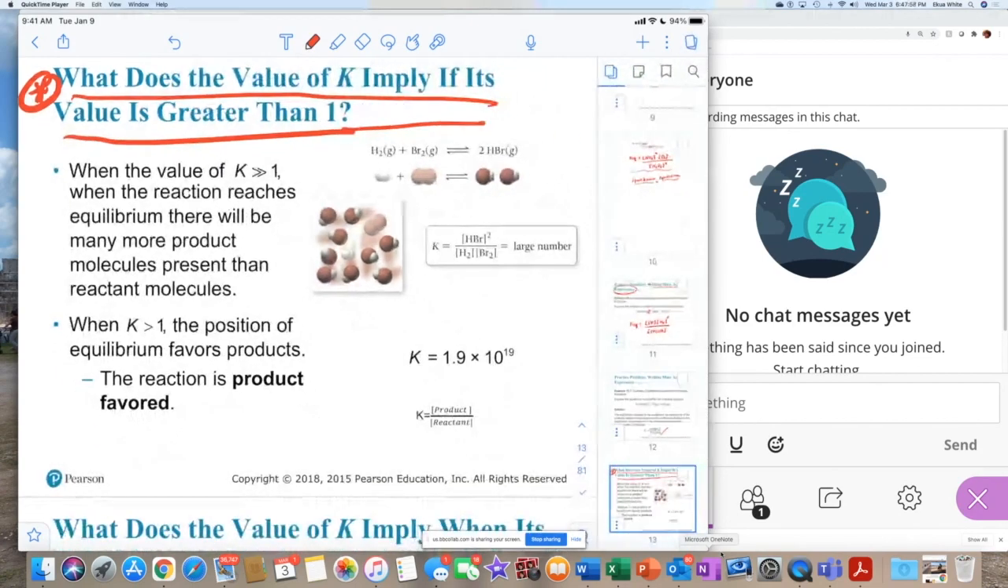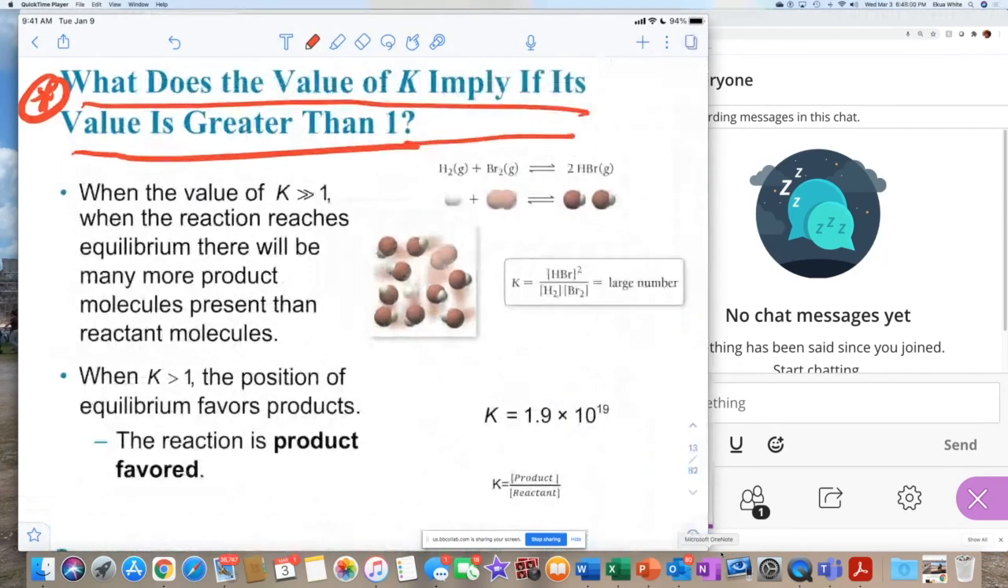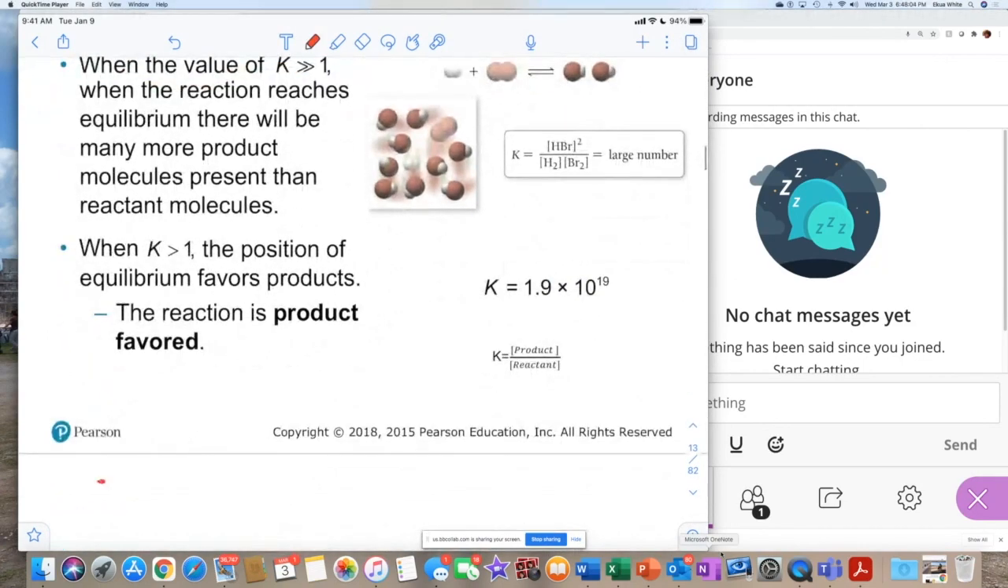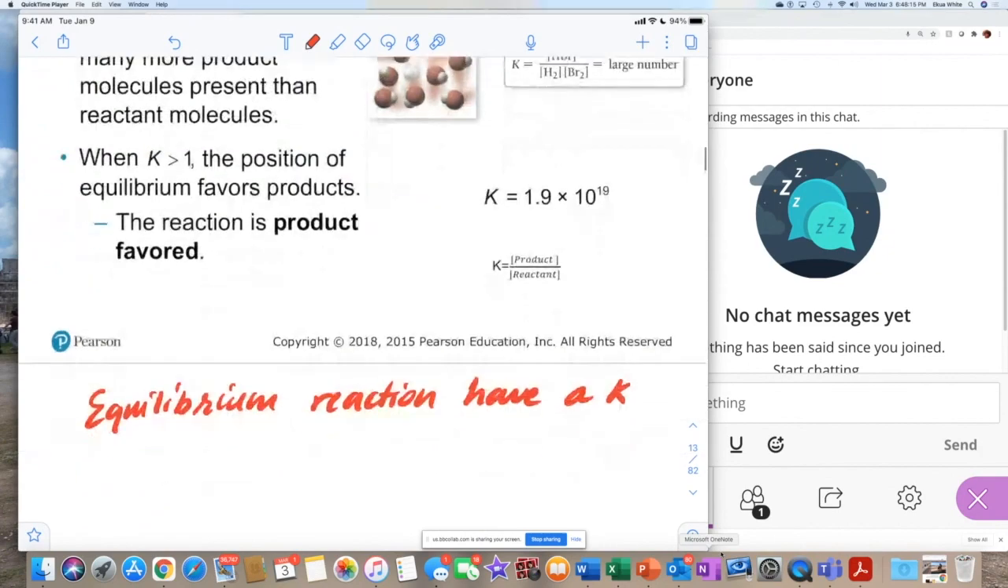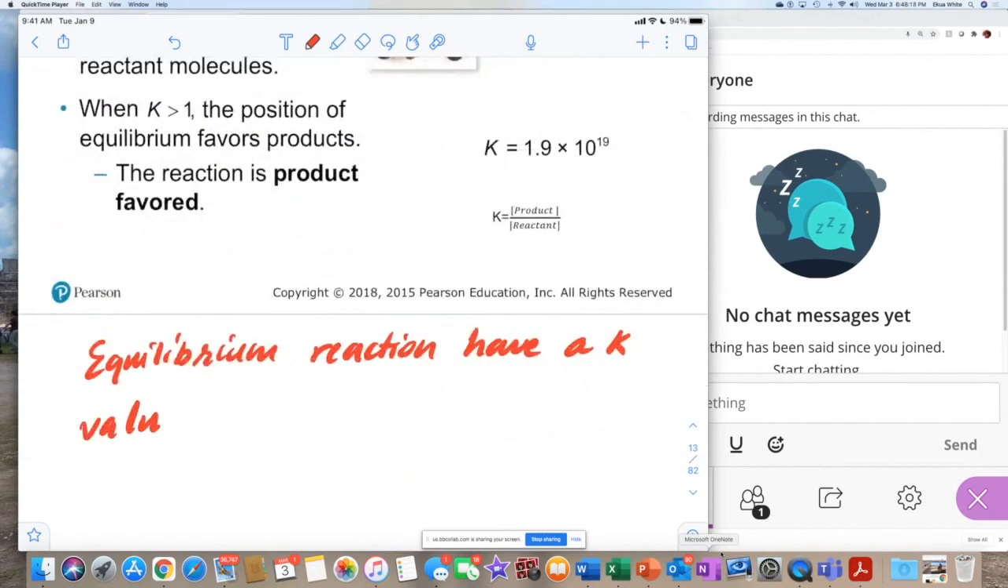So let me add this stuff down here. Number one, so I want to say something before I continue here. Equilibrium reactions have a K value associated with them. Okay, so what I mean here, and I'm talking about the K equilibrium, I need to specify that.